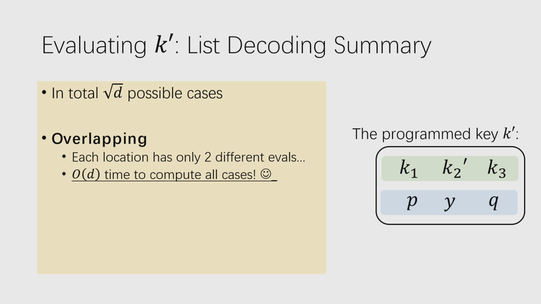It also has a very nice overlapping property: each location only has two different evaluations instead of sqrt(D). Although for the whole domain, when we look at all possibilities, there are in total sqrt(D) possible cases, each location will either be determined by the intermediate keys or the special block. So each location has two different evaluations. That gives us a really nice O(D) time algorithm to compute all cases.